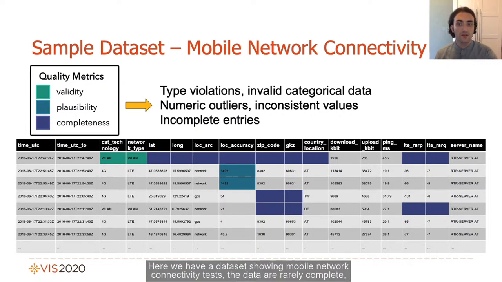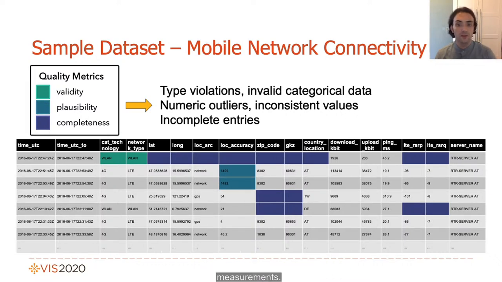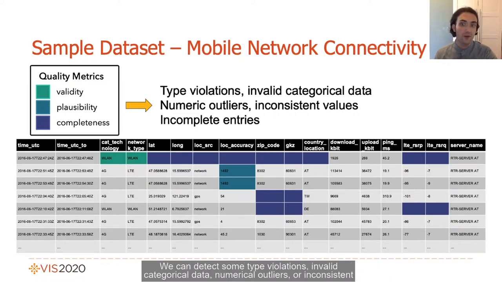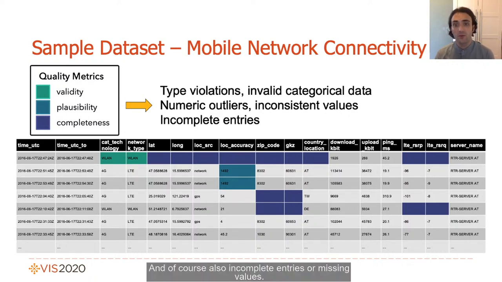Here we have a dataset showing mobile network connectivity tests. The data are rarely complete, but also show other anomalies like invalid network types or unreasonably high or low measurements. By employing three types of quality metrics, we are able to determine the proportion of different quality issues within the data. We can detect some type violations, invalid categorical data, numerical outliers or inconsistent values, and of course also incomplete or missing values.